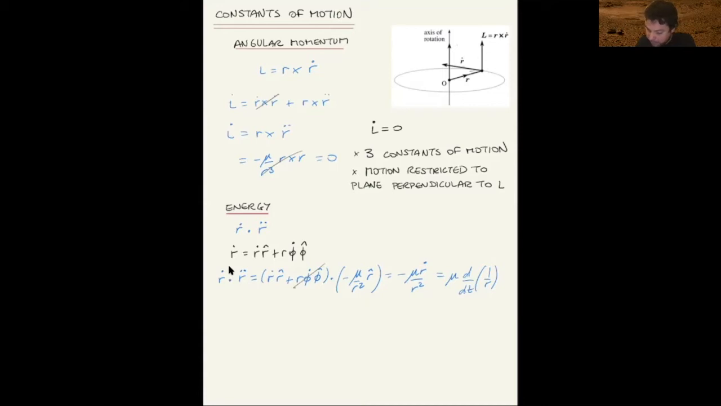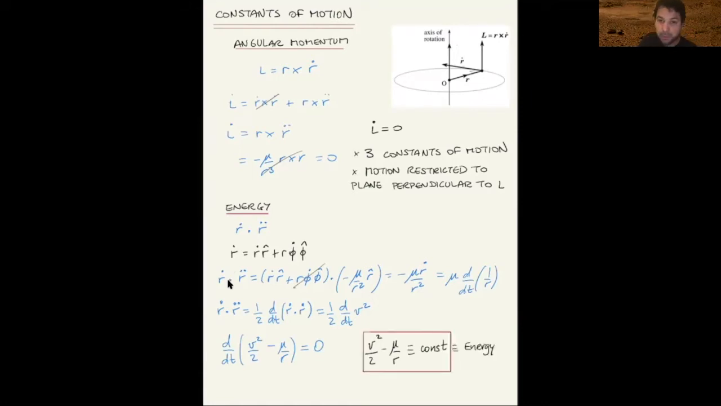Yet we can also write r dot dotted with r two dots as the derivative of r dot squared over 2, which is then the kinetic energy. Now, if you equate these two expressions, we find that the derivative of the kinetic energy minus mu over r is equal to 0. So we found another constant of motion. And this is, of course, the energy. We have now 4 constants of motion.